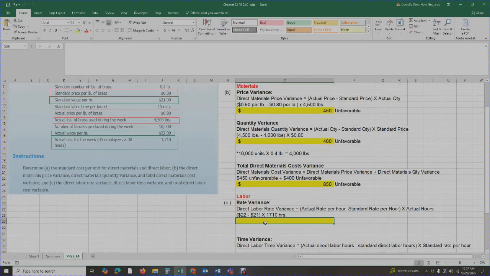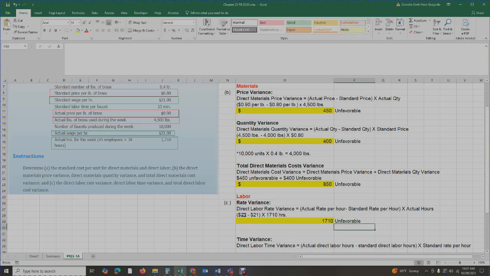And let's see what we get. So 22 minus 21 times 1710. Let me go ahead and put the equal sign. Okay, so that gives me 1710. Now the number is positive. If it's a positive number, that means it's an unfavorable variance. Now why is it unfavorable?